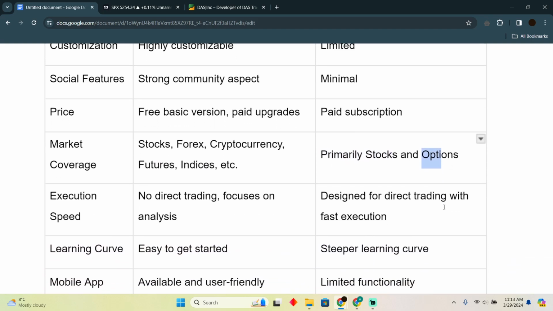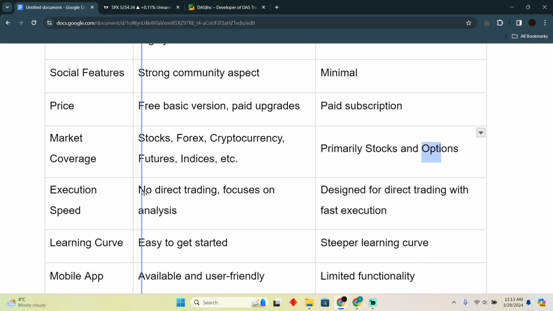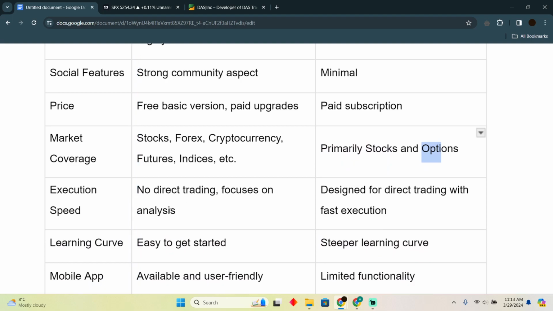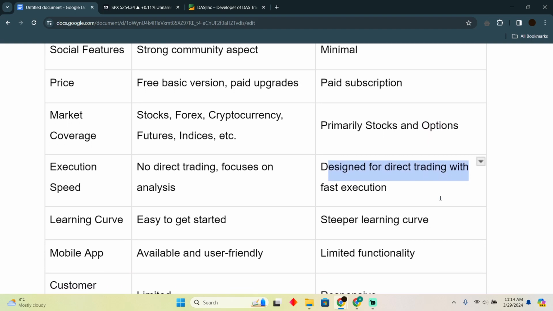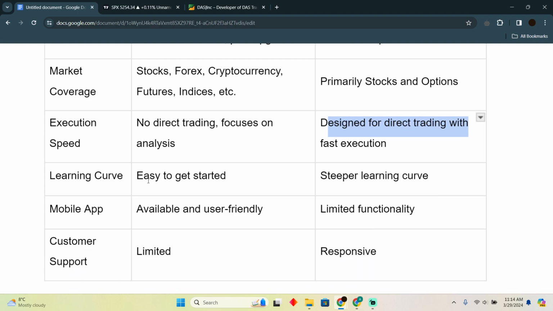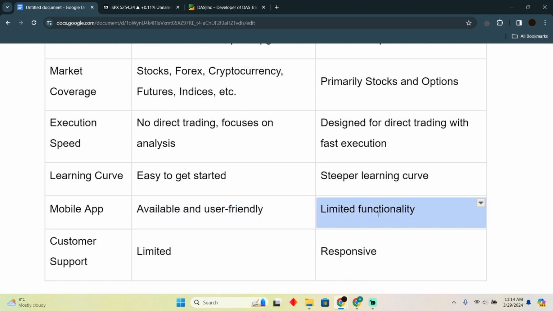If you talk about execution speed, TradingView has no direct trading and focuses on analyzing, while DAS is designed for direct trading with fast execution. If we talk about learning curve, TradingView is easy to get started, while DAS Trader has a steeper learning curve. If we talk about the mobile app, it is available and user-friendly for TradingView. And if you talk about DAS, it has an app but with limited functionality.